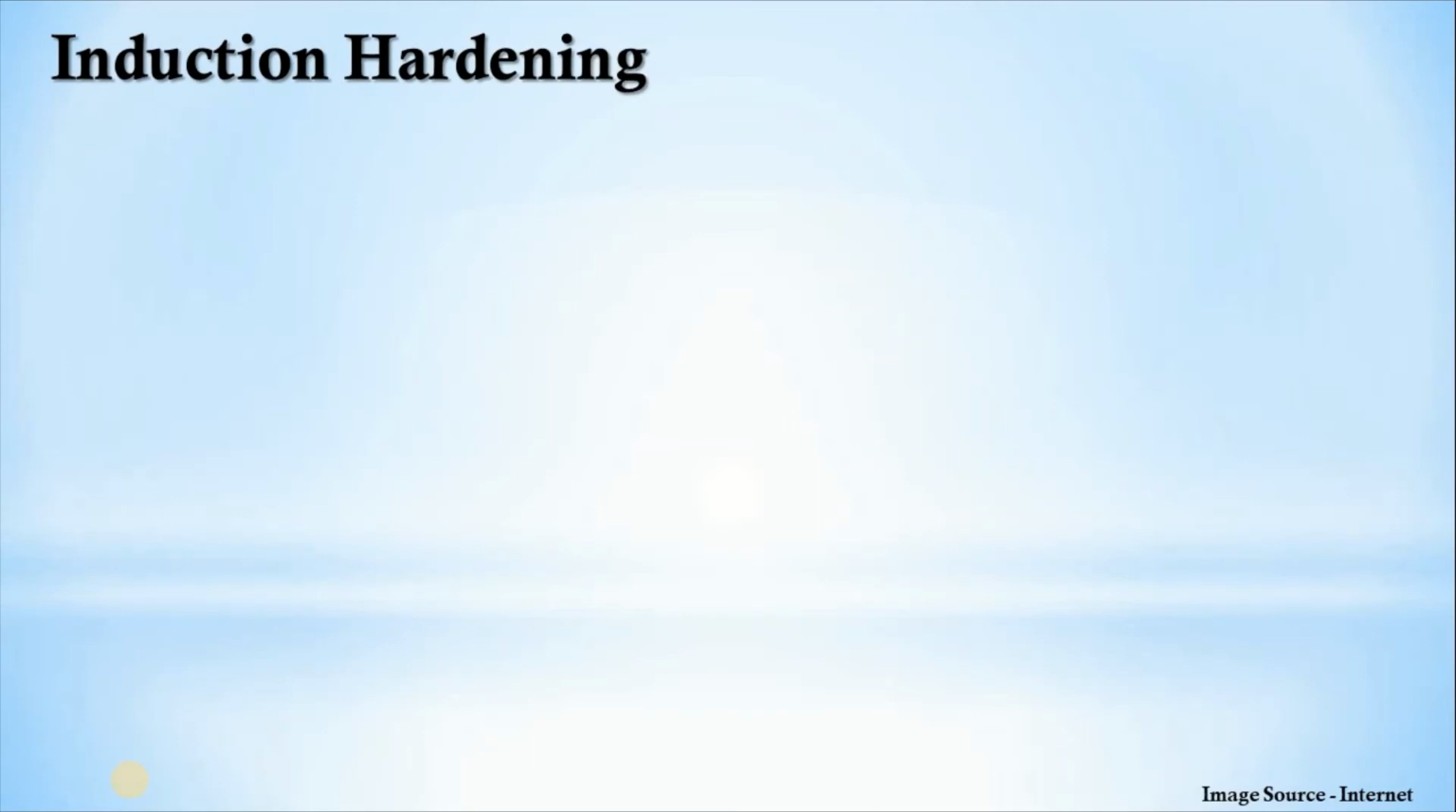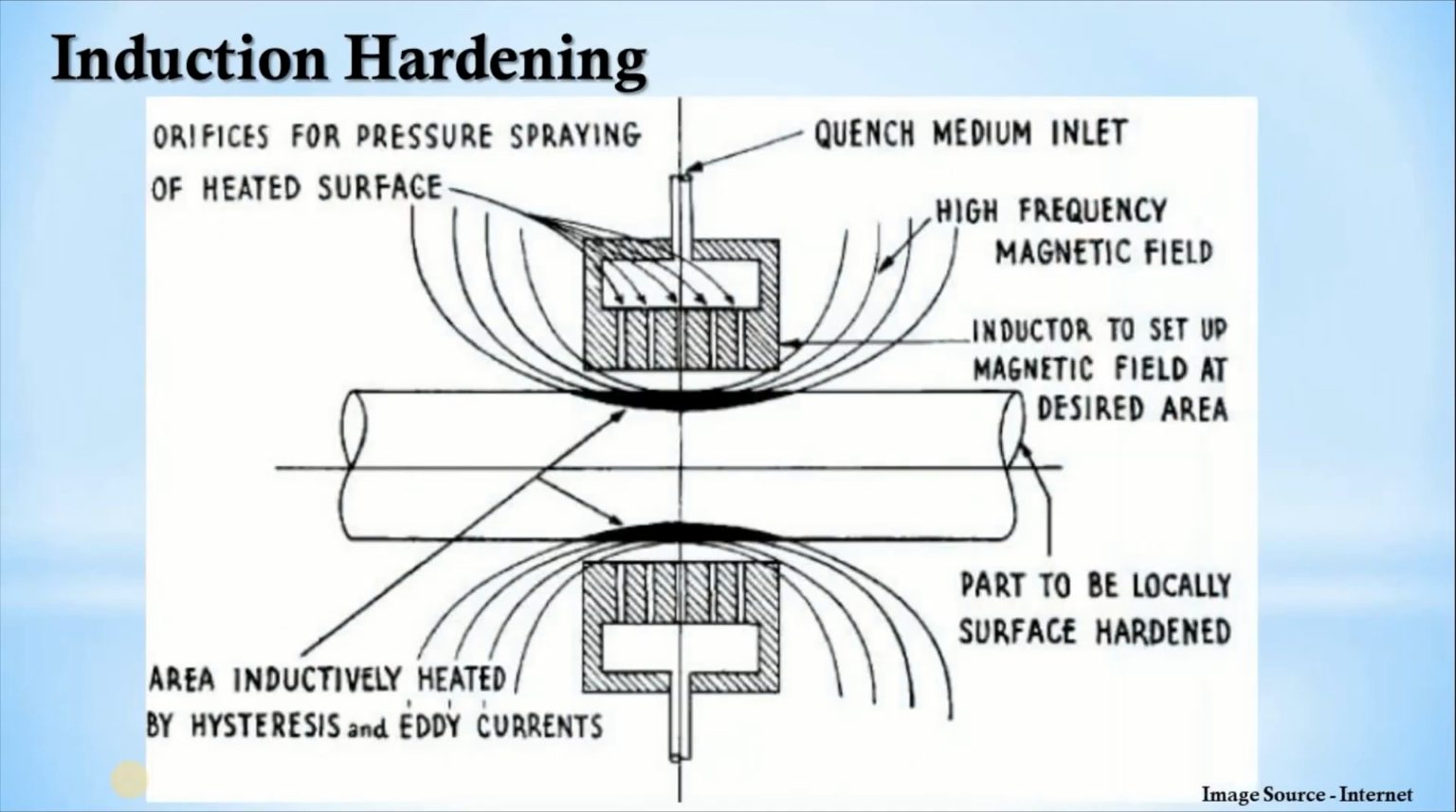Next case hardening process is induction hardening. Induction hardening is a type of surface hardening in which a metal part is induction heated and then quenched. So first the metal part is induction heated and then we quench it. The quenched metal undergoes martensitic transformation, increasing the hardness and brittleness of the part.